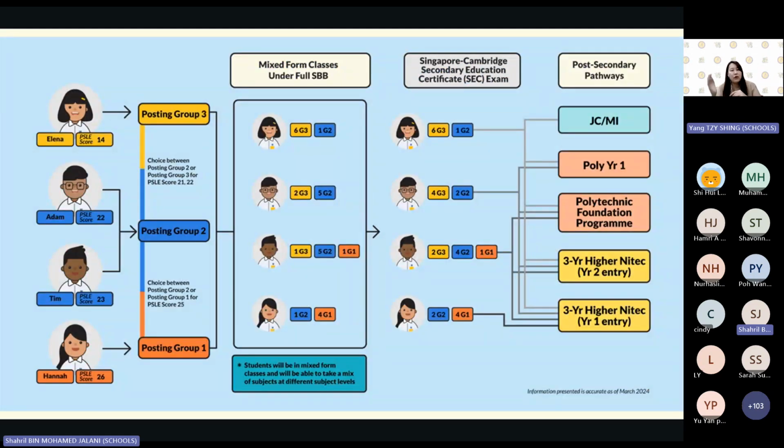Next, this is another graphic that shows how full SBB works. At lower secondary level, students are placed in form classes with mixed students offering different subject levels. Each form class will comprise students admitted through different posting groups. Mixed form classes present more opportunities for students to interact with other students taking different subject combinations with different strengths and interests. The mixed classroom environment also aims to facilitate sustained interaction across different student profiles and mitigate stream-based labeling and stigmatization. At the end of Sec 4, the students will then take the Singapore-Cambridge Secondary Education Certificate exam to enter tertiary education.